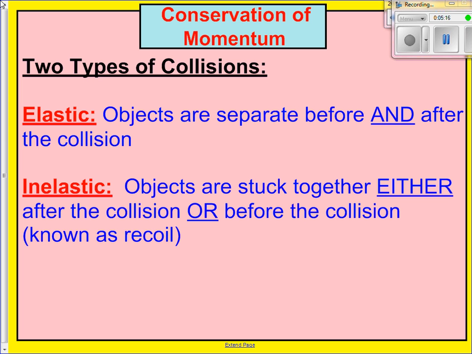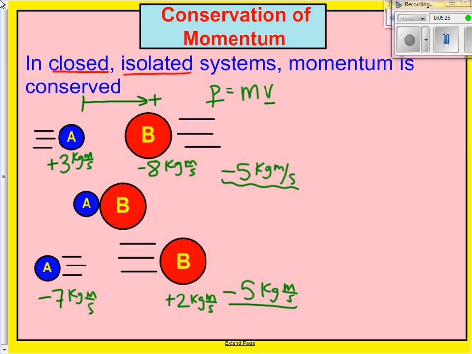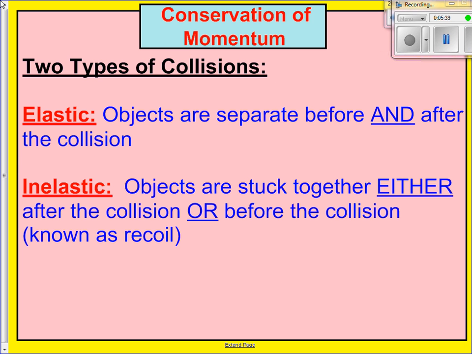There's elastic and inelastic. Elastic collisions is one in which the objects are separate before and after the collision. So that's kind of like the one we just went over. Ball A and ball B were separate before the collision, and then after the collision, they were separate as well. This would be known as an elastic collision. An inelastic collision we're going to define as objects that are sticking together either after the collision or before the collision.